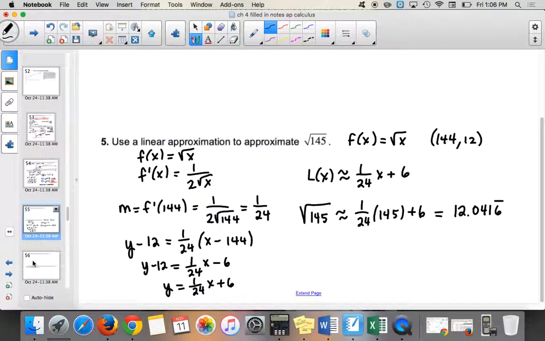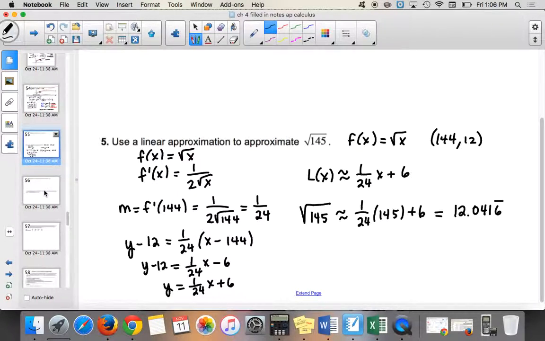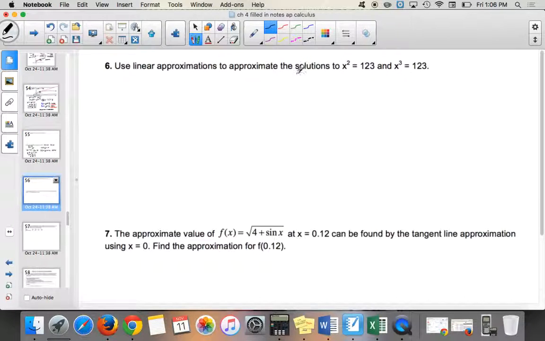All right, so would you be able to solve questions that look similar? Probably. So use the linear approximations to approximate the solutions of x squared equals 123 and x cubed equals 123. So this is 2 problems in 1. So let's talk about the x squared equals 123. I just want you to tell me what function and what point.